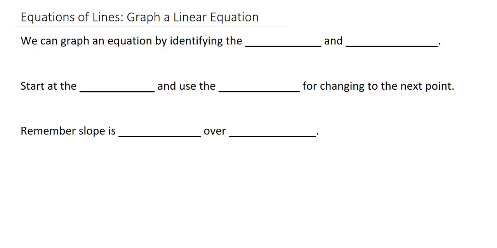Graphing a linear equation. We can graph an equation by identifying the slope and the y-intercept. So how we do this, we're going to start at the y-intercept, and then we're going to use the slope for the change to the next point. Now remember, slope is rise over run. So let's look at some examples.